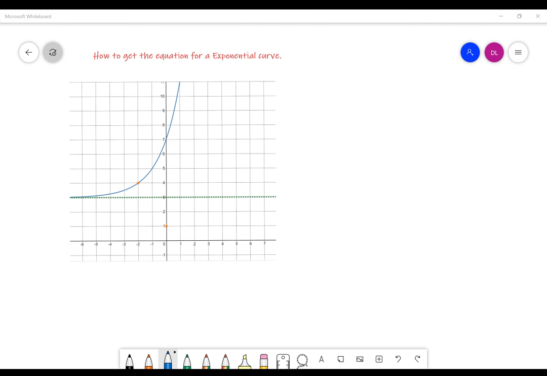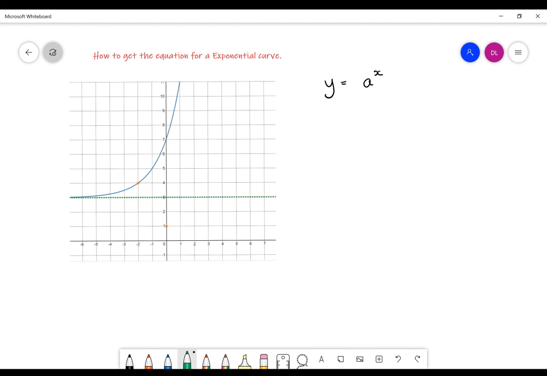See if we can get the equation for this exponential curve. All right, what you notice is that it's the growth curve. So you know that your equation is going to go like this: y equals something to the power of x. Okay, now you look for shifts. So let's look for shifts.